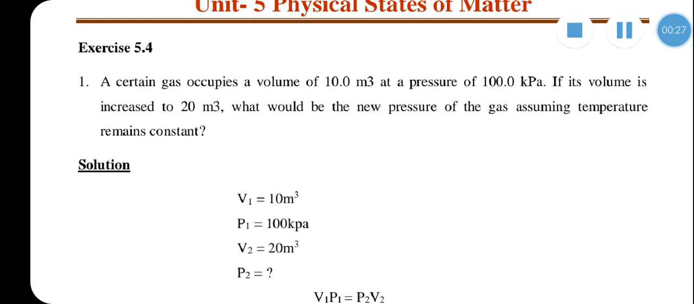Question number 1 says that a certain gas occupies a volume of 10 meter cube at a pressure of 100 kilopascal. If its volume is increased to 20 meter cube, what would be the new pressure, assuming temperature remains constant?